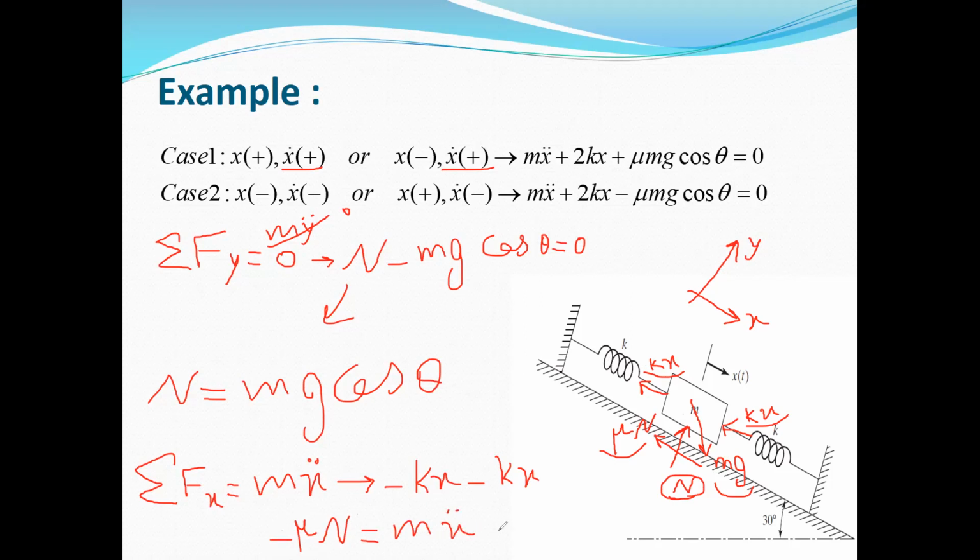If you simplify this equation, you can extract the first equation for case 1, when mass m is going down. It will be m x double dot; when you move minus kx minus mu N to the other side of the equation, the minus 2kx becomes plus 2kx, as you can see here. And finally plus mu N, where N is equal to mg cosine theta. So this is the first equation.